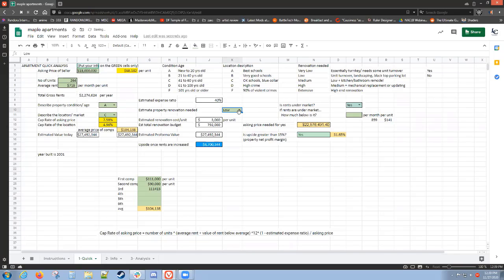I would like to add that this property has been recently renovated, so we can estimate their renovation costs should be fairly low. And because it was built in 2001, we went with our property age category of A, which gives us the expense ratio of only 40%.